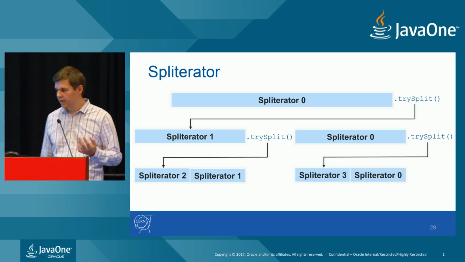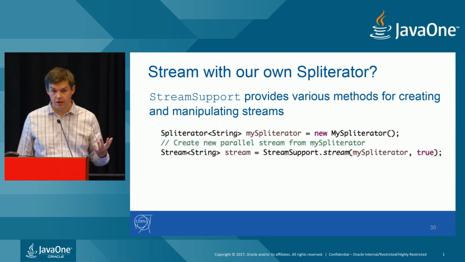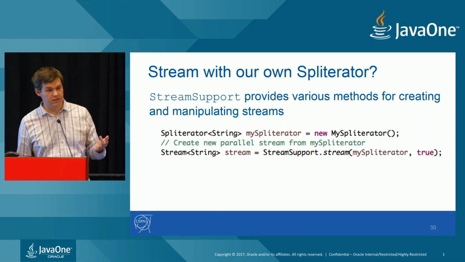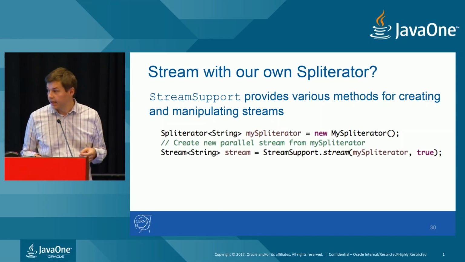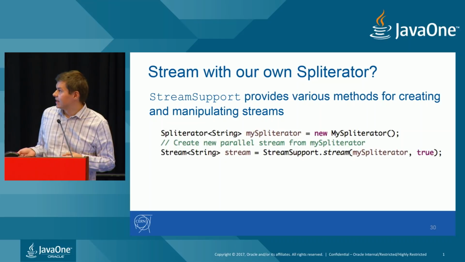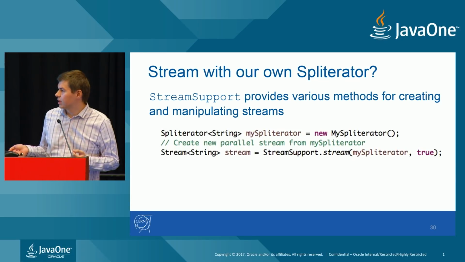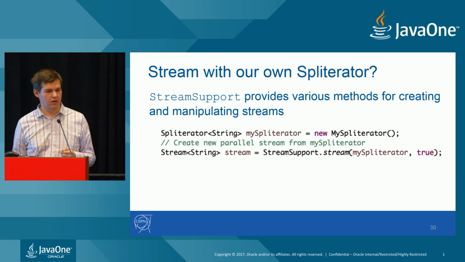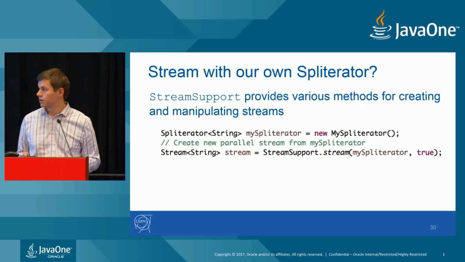The question is, can you use your own Spliterator for a stream? You can. You have the StreamSupport class, a low-level class with which you can construct streams. Basically, you have this stream method that you pass your Spliterator to. I'm not sure if you're ever really going to need to do it. Again, it's good to understand how this works under the hood.